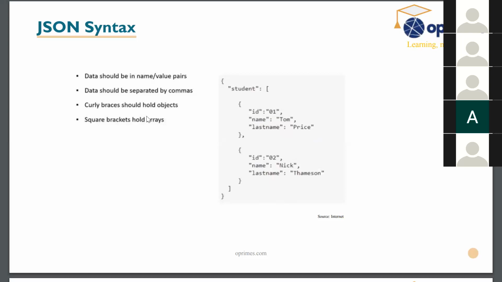And the square brackets hold an array. For example, students is an array. Students here is referring to an array which consists of two objects, the ID1 object and the ID2 object. These two objects are stored in the students array. Okay, this is about JSON syntax.